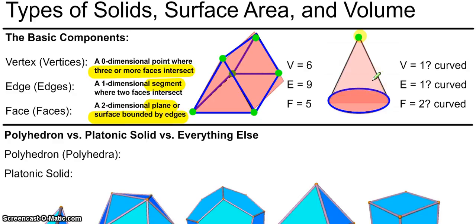So actually, if we stick to our definitions of vertex, edge, and face, it turns out that a cone actually has no vertices, no edges, and no faces. The reason for all this confusion is because a cone is not what we call a polyhedra. But what's a polyhedra? Let's talk about that next.